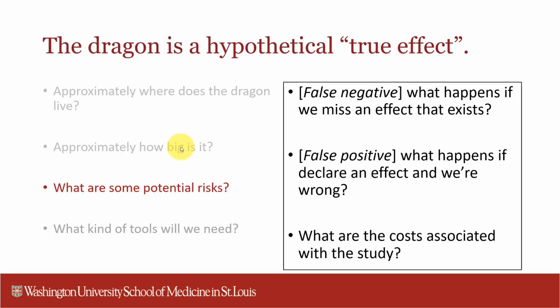Then, okay, what are some potential risks? In a real experimental context, this might be, well, what happens if we have a false negative and we miss an effect that exists? What happens if we declare an effect and we're wrong and instead we make a false positive, right? And depending on the phase of the research, the relative costs of these two things could be very different. And we have to also balance that with the costs associated with the study.